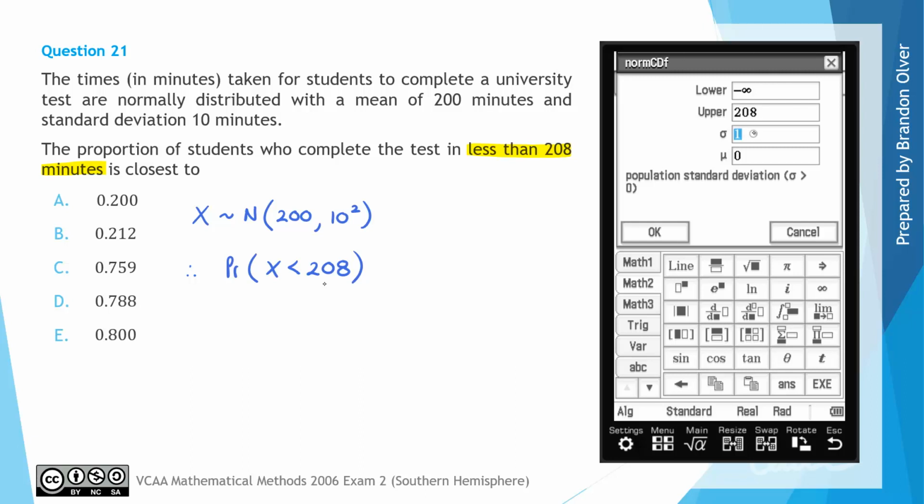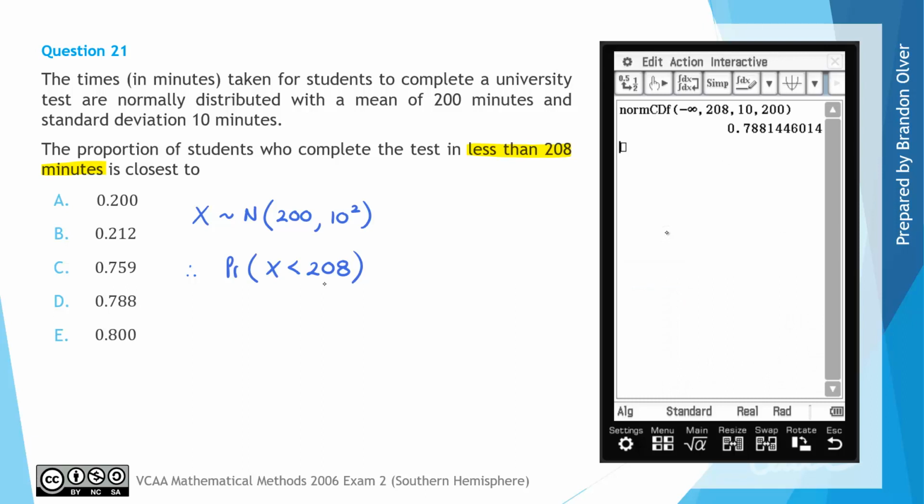And then the next thing we have to put in is the standard deviation, which is 10. And the thing that can be confusing here is that it asks for the standard deviation first and then the mean. So you just make sure you put them in the right spot. And the mean for this one was 200. Hitting OK will give us our probability, and we can now just find that correct to 3 decimal places and compare it to the options that are given.